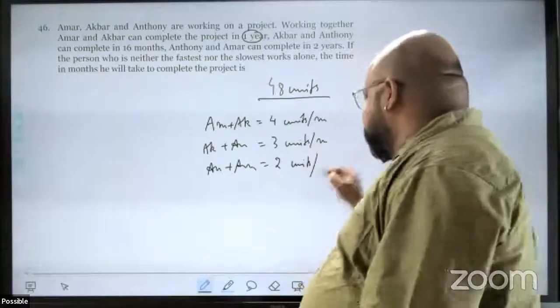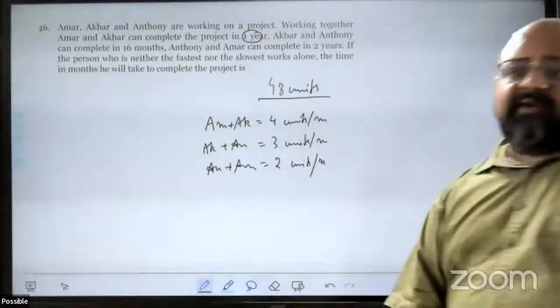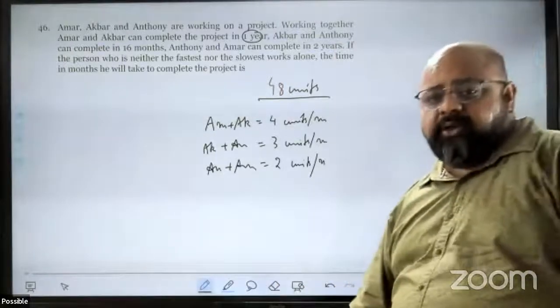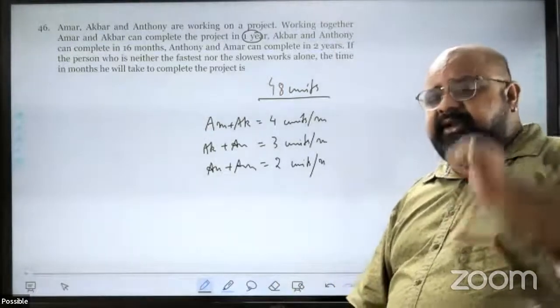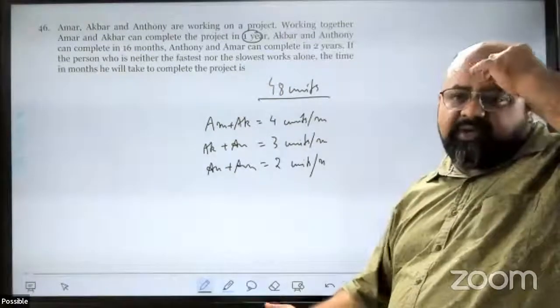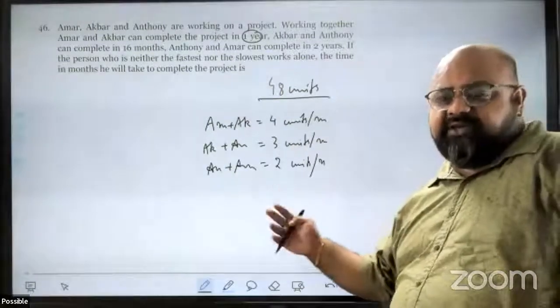Now, when the two fastest people work, they will take the least amount of time. When the two slowest people work, they will take the most amount of time. So one way is I find out the individual efficiencies of everyone and see who is fastest, who is slowest.